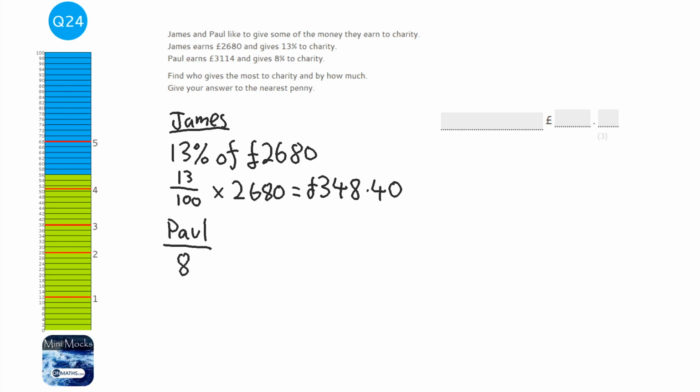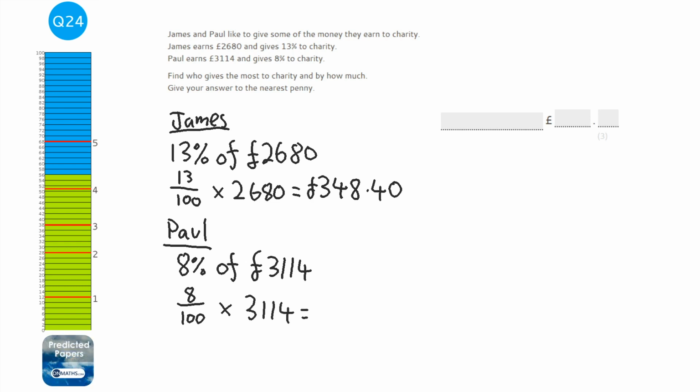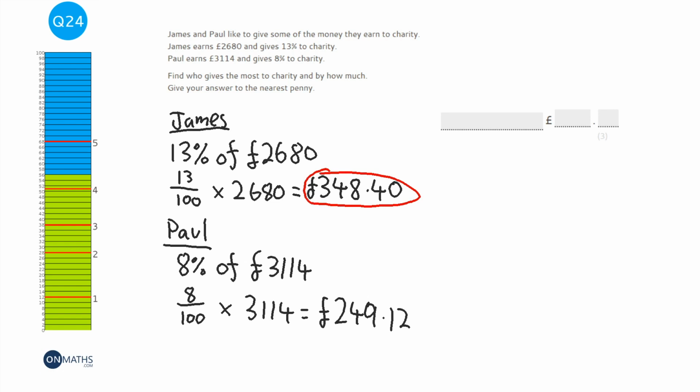So next we want 8% of 3,114. So we're going to do 8 over 100 times 3,114. So fraction button, 8 over 100, or you could do 8 divided by 100, which gives you the same answer, times 3,114. And that's going to be £249.12. So obviously James gave the most, because that's the biggest number. So my answer will be James.